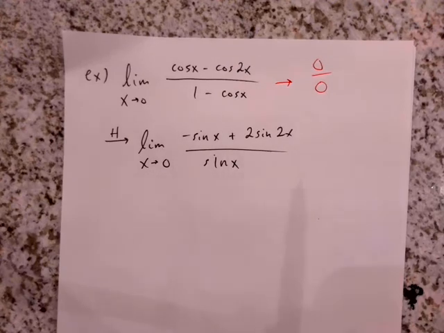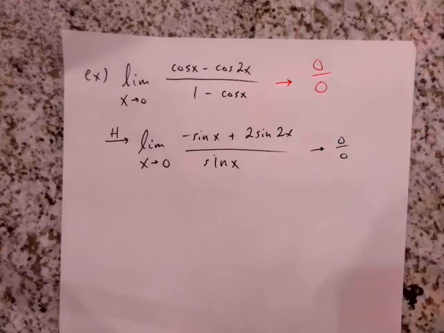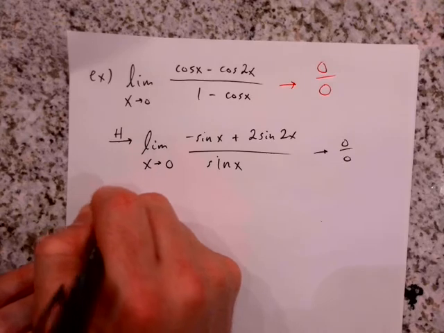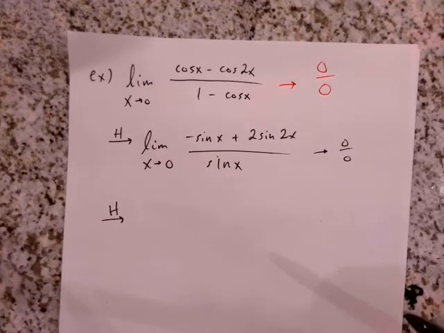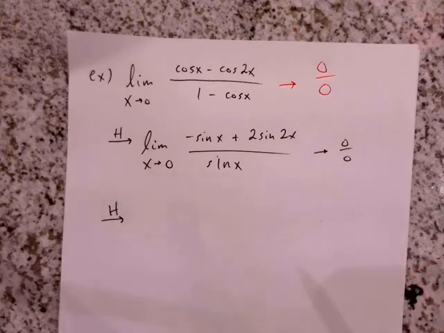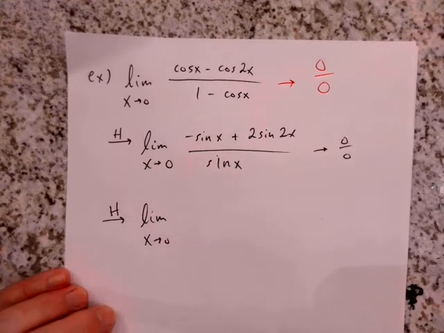We now plug 0 into that. This gives us 0 plus 0 over 0. So we could do L'Hopital's rule again. We could also use a trig identity to rewrite sine 2x and then cancel out all the sines. That would work. But let's use L'Hopital's rule, because it's probably easier.